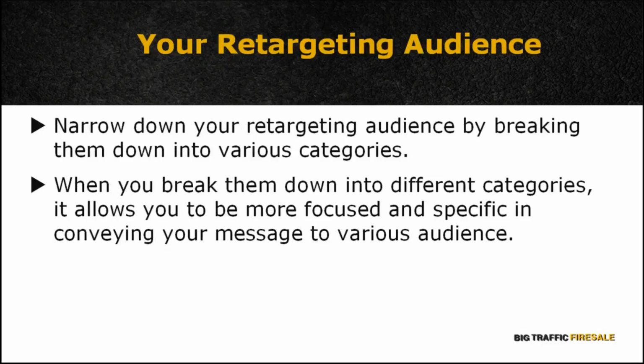The third step is to narrow down your retargeting audience by breaking them down into various categories instead of grouping them into a single entity. For instance, you may have audiences with different interests, age groups, and locations. When you break them down into different categories, it allows you to be more focused and specific in conveying your message to various audiences. Through this approach, it's possible to increase your audience engagement and improve your conversions from each audience's category.